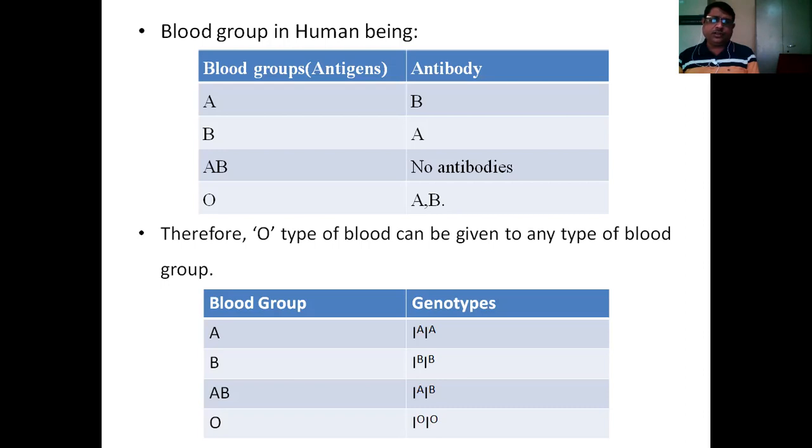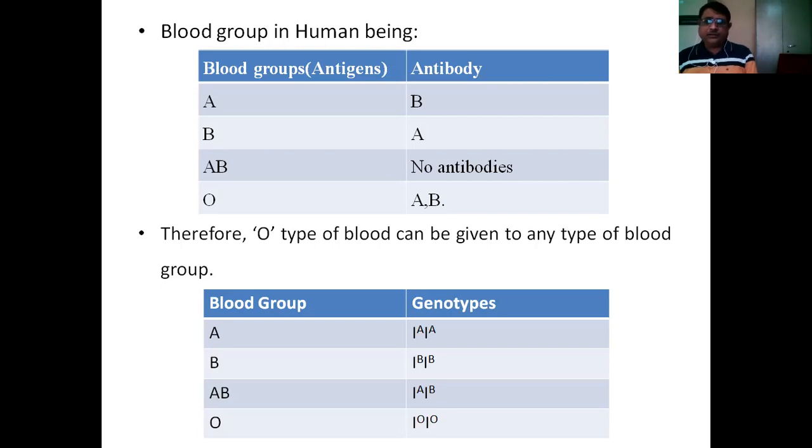Now the individuals having A blood group have anti-B antibodies in the serum. The reason is that if an individual with A blood group receives blood from an individual with B blood group, then the anti-B antibody will react with the antigen B and it will be destroyed. So for the protection of A blood group, the anti-B antibodies are there in the serum of that individual. The same is the case with B individuals. The individual with B blood group has anti-A antibodies in their serum.